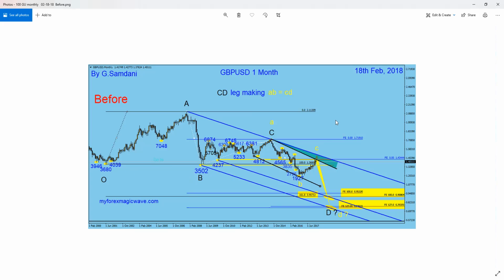I made this chart, and I kept it. I've been using this chart as a target. Now this monthly chart, you can see where we are now. We went down here and then went up, hitting the trendline right here. And this is where we are now. And no deal Brexit, boom, to the downside towards my target.